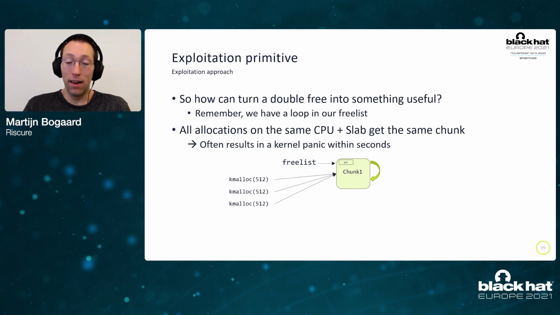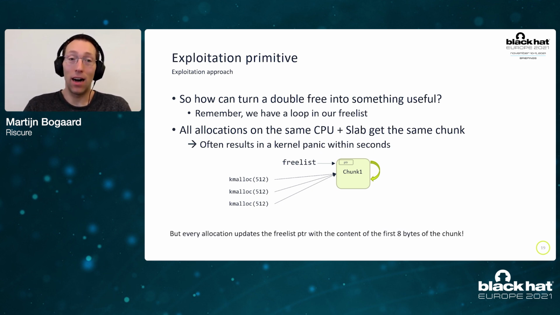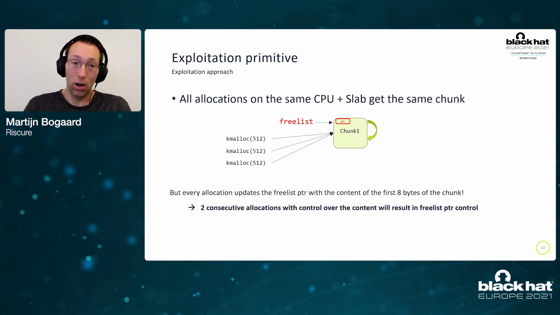Because it's a linked list, what we actually have is the start of the list, but we also have a pointer to the next chunk. This pointer is stored in the first 8 bytes of our chunk, and due to the loop in the list, it is pointing to itself. That also means that when we are updating the free list, or actually allocating memory, we will take this pointer from the start of the chunk.